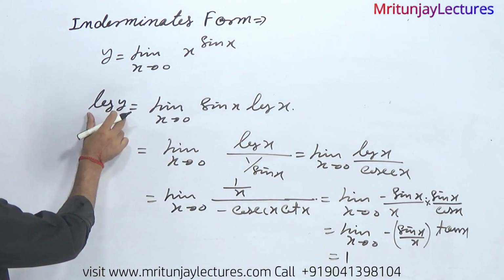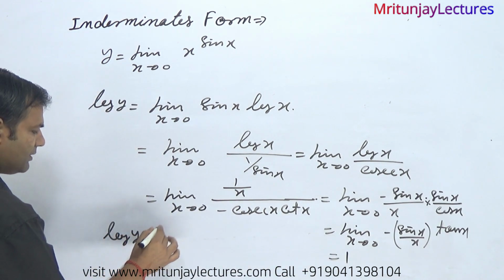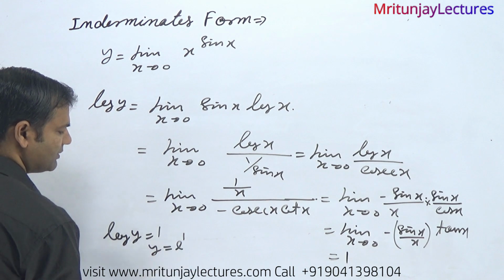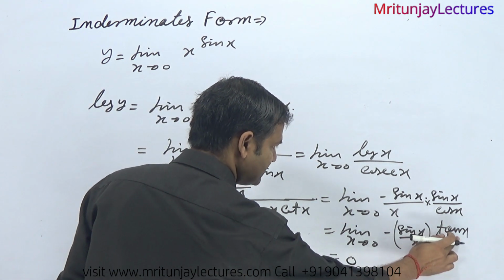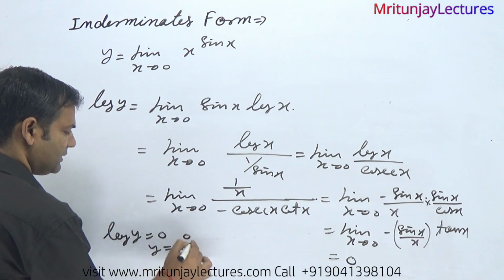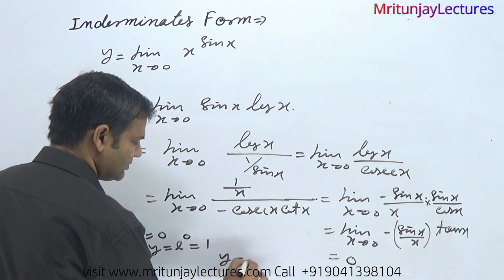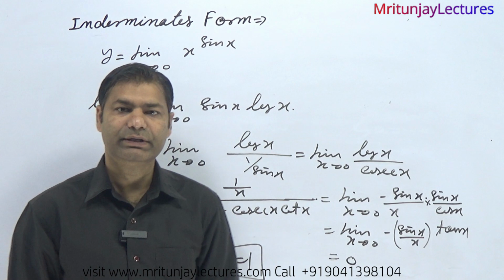So log y is equal to 0, so y is equal to e to power 0. Tan 0 is 0, so e to power 0 is 1. So the final answer is 1. Clear or not? Make it.